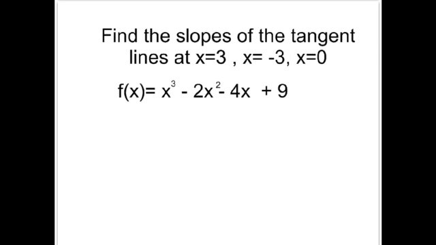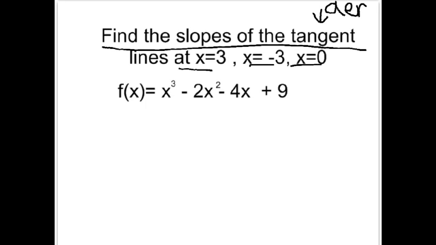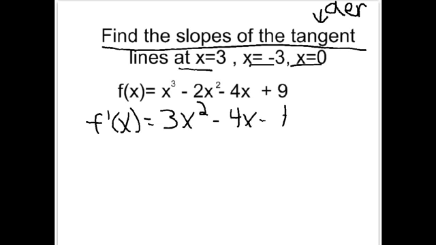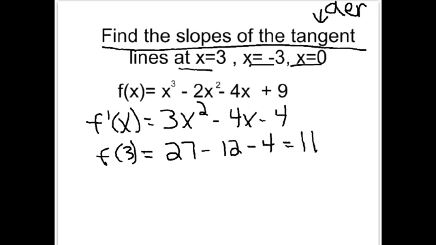So I can use this to work on problems like this. Find the slope of the tangent line at x equals 3, x equals -3, and x equals 0. Well, the slope of the tangent line, remember, is the derivative. All right, so I need to find the derivative. We would say f prime of x is equal to 3x squared minus 4x minus 4. Now I'm just going to do this at 3 and find the slope of the tangent line at 3. I'm going to leave you to do -3 and 0. So if I plug in 3 here, I get 27 minus 12 minus 4. So the slope of the tangent line at 3 would be 11.